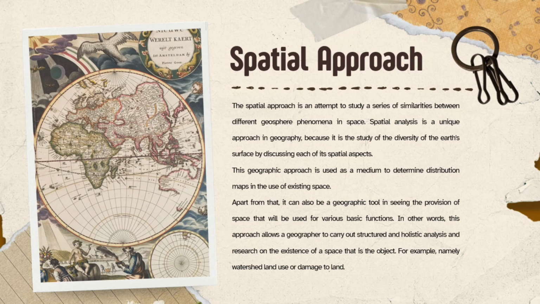This geography approach is used as a medium to determine distribution maps in the use of existing space. Apart from that, it can also be a geography tool in determining the provision of space that will be used for various basic functions. In other words, this approach allows a geographer to carry out structured and holistic analysis and research on the existence of a space that is the object. For example, namely watershed, land use, or land damage.